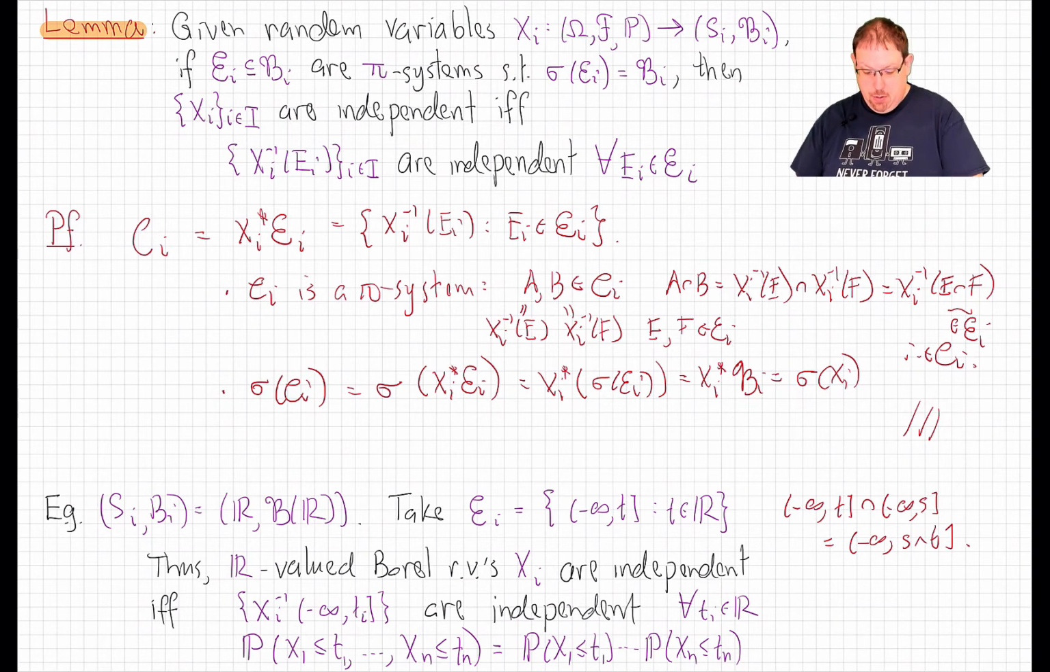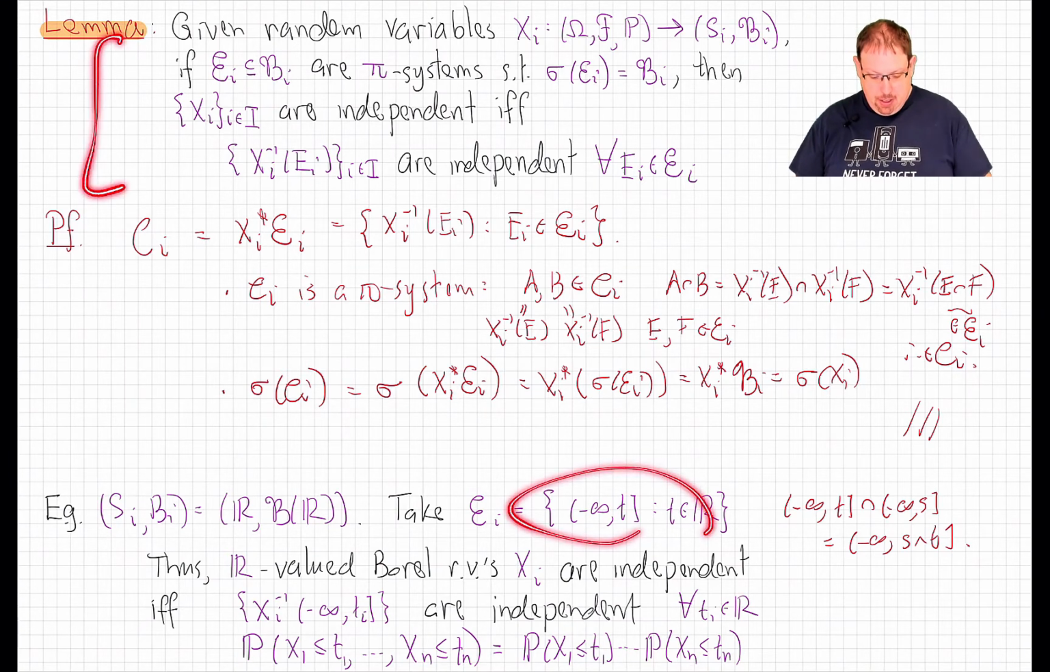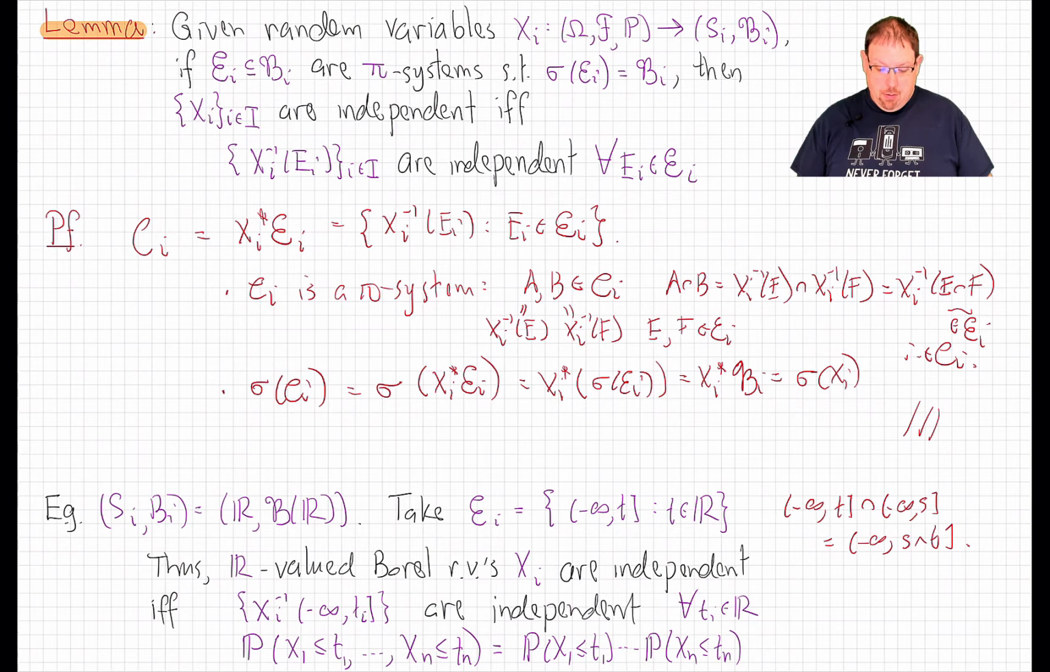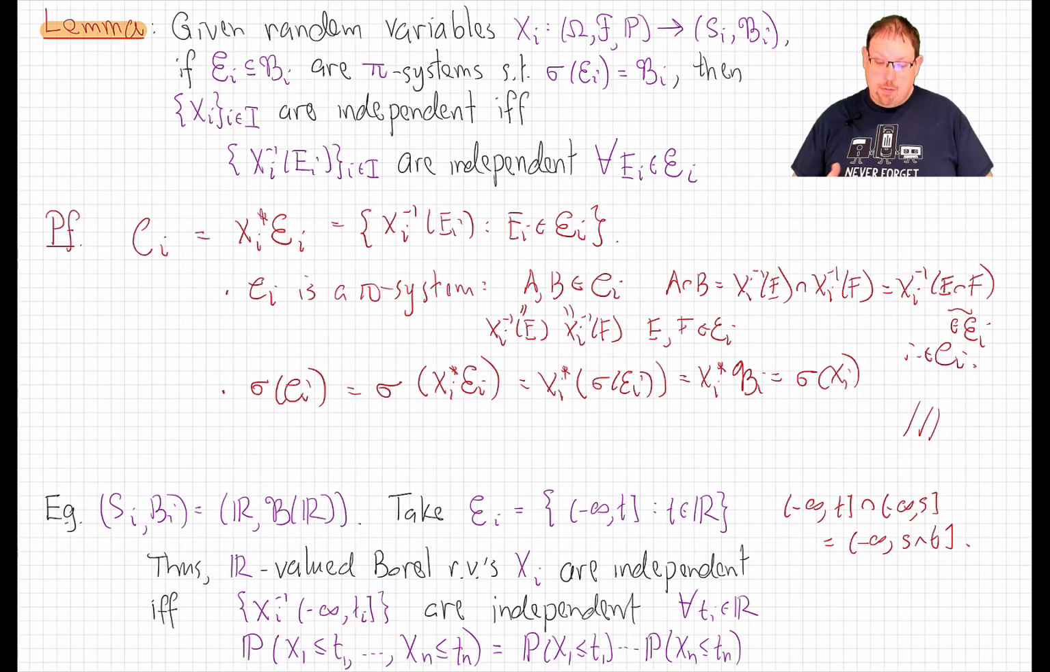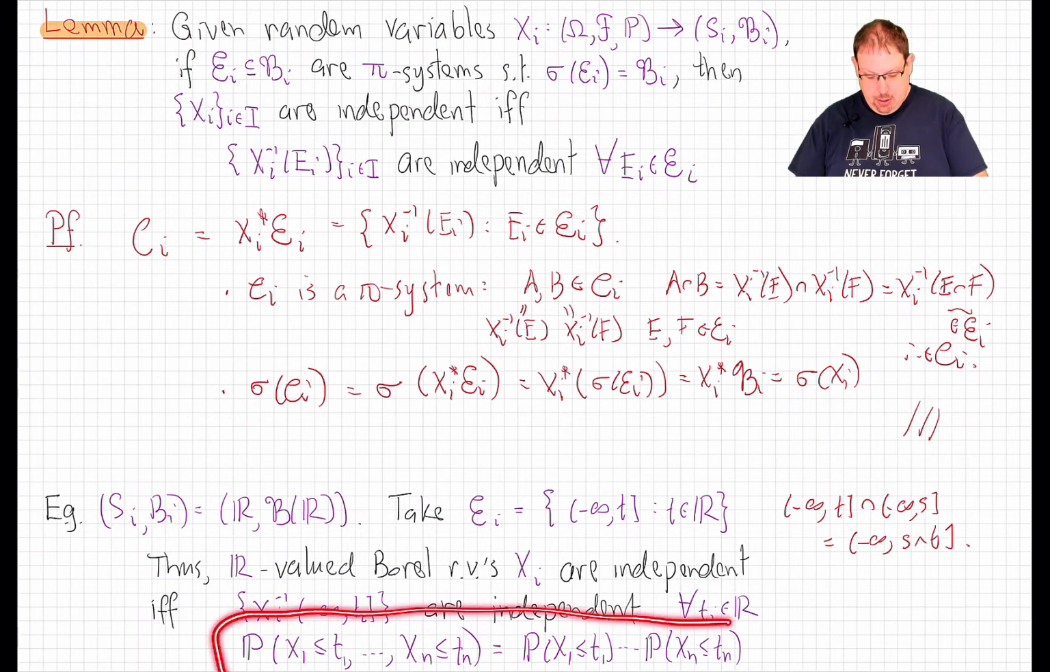We also know that it generates the Borel sigma field. I can take the difference of any two of these to get a half-open interval, and we know that the half-open intervals form a semi-algebra which generates the full Borel sigma field. And so this exactly fits the conditions of the lemma here, which means that for real-valued random variables, they are independent if and only if these sets are independent. From the definition, what that says is that we can characterize independence of real-valued random variables by this condition here.